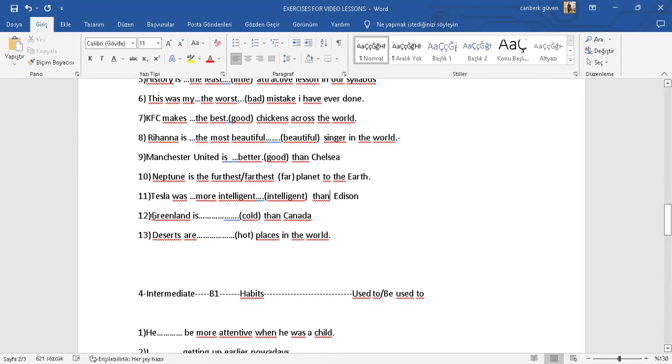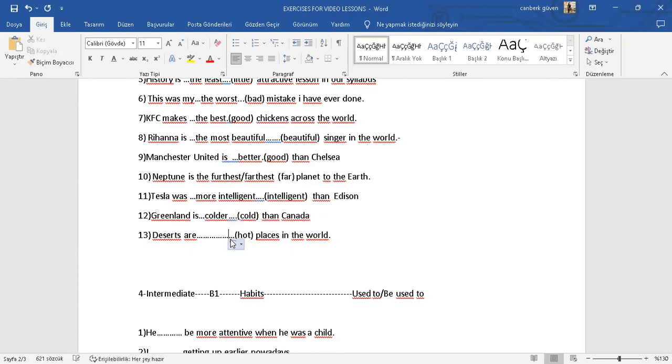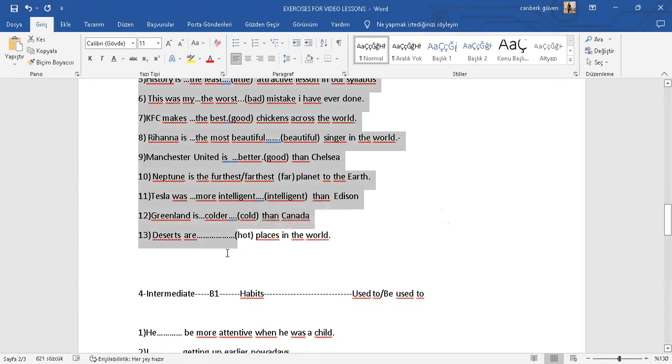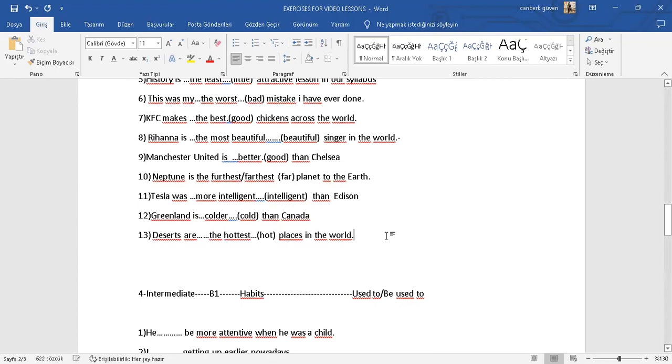Twelve: Greenland is blah blah than Canada. Here you see our adjective is short, so we should add -er at the end of the adjective. So it's colder than Canada. And the last one: deserts are blah blah places in the world. Think about the world. Where is the hottest place? Of course, deserts, right? So you should write here, deserts are the hottest places in the world.